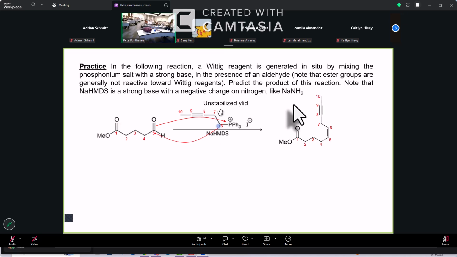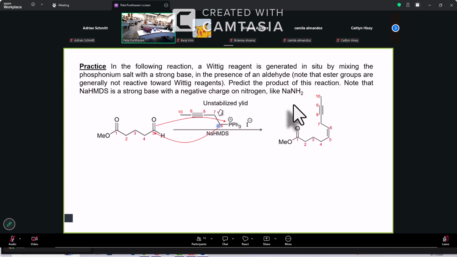All right, here's a question on this one. There has to be an alpha... ketone, aldehyde or ketone.